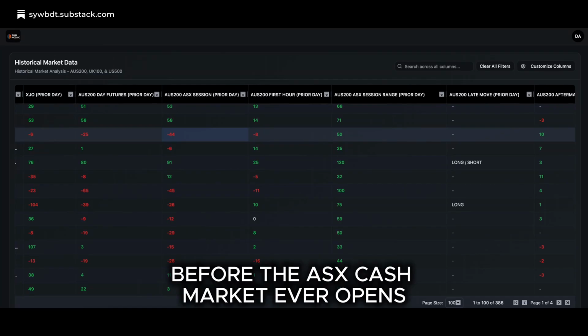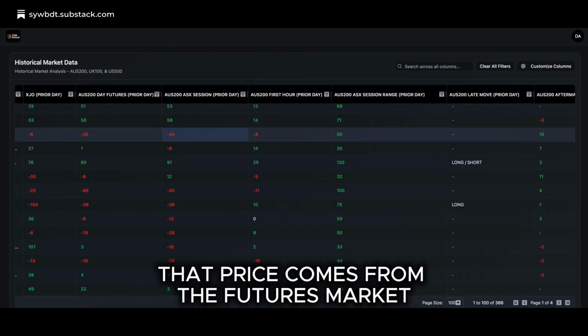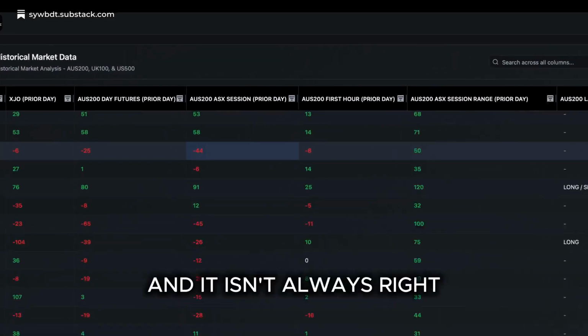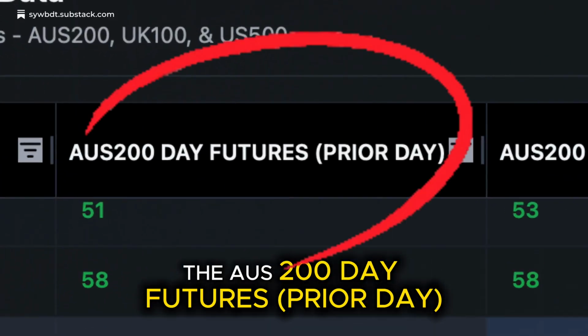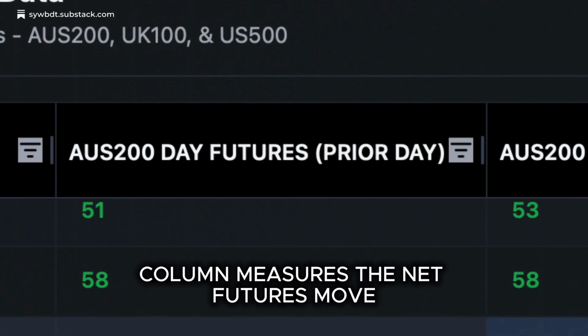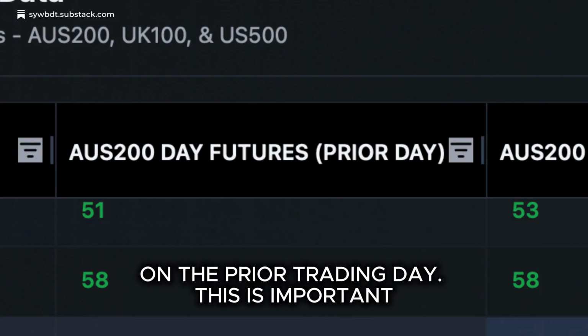Before the ASX cash market ever opens, the Australian market already has a price. That price comes from the futures market. And it isn't always right. The AUS 200-day futures prior day column measures the net futures move from the global futures close to the ASX cash close on the prior trading day.